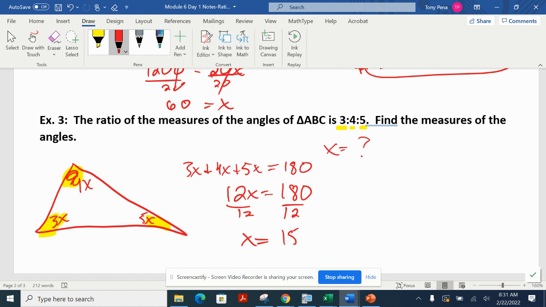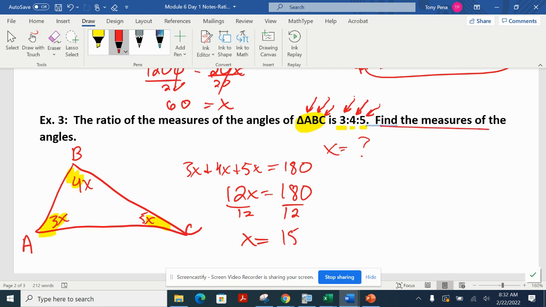Now, answer this question. As we start getting into this chapter with ratios, the order is going to be important. So when you see this triangle and it says A, B, C, notice how A is first and the 3 is first. So the 3x must be angle A. Angle B is listed second. The second number in this ratio is a 4. So the 4x has to be angle B. And then angle C is the third one. That means 5 corresponds to the third one. That has to be angle C.